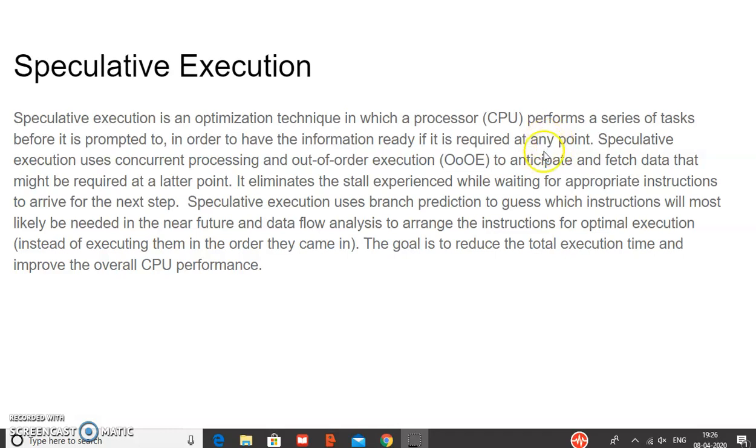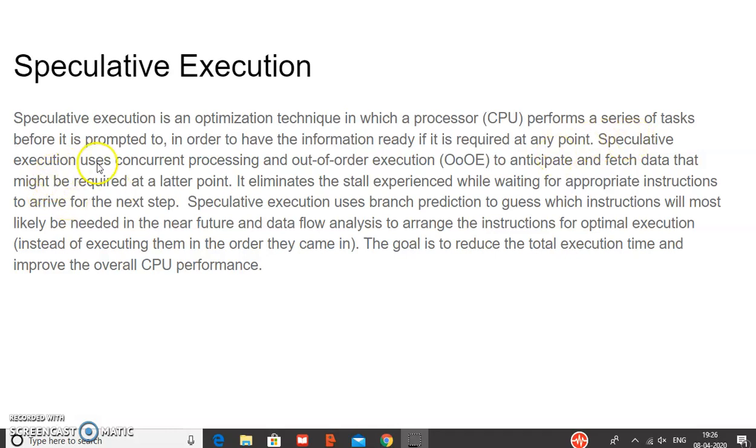So before the information is required, the processor performs a series of tasks to get that information which may be required in the future. So this is an optimization technique which is known as speculative execution.